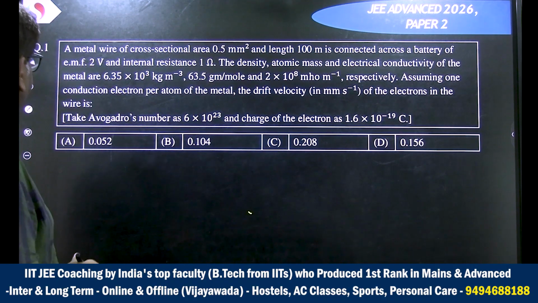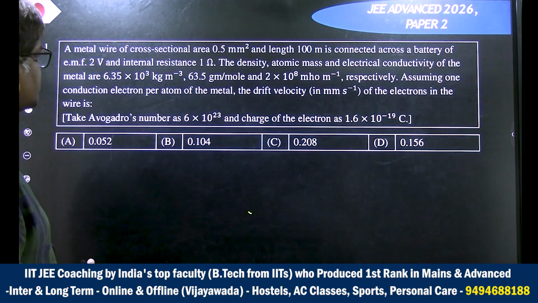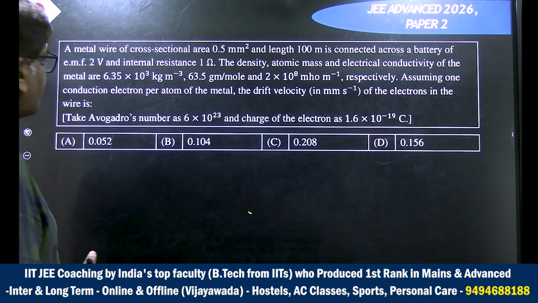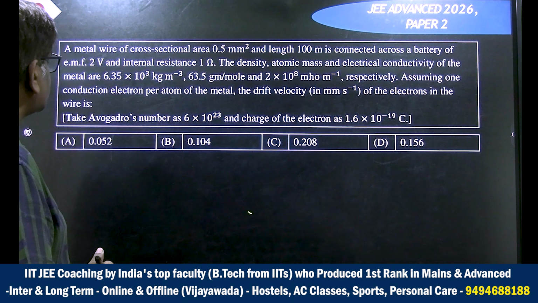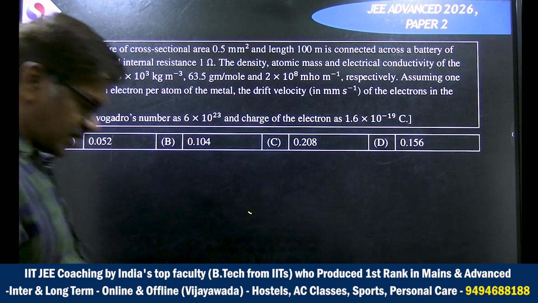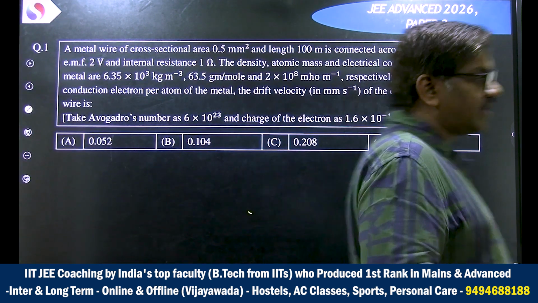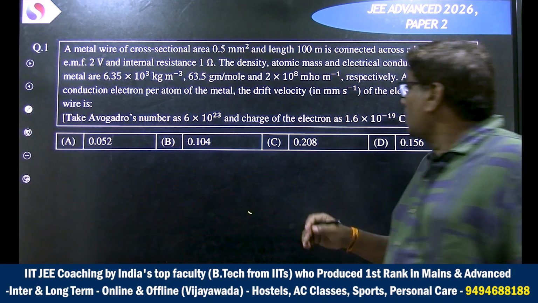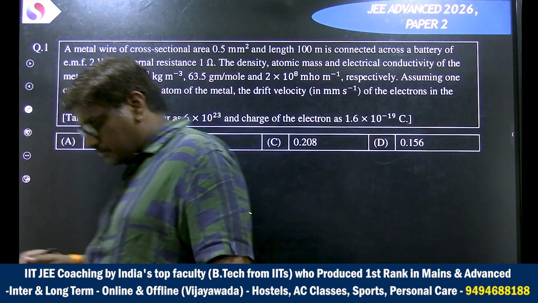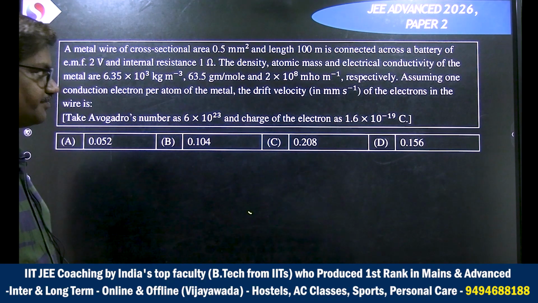It says a metal wire of cross section 0.5 millimeter square and length 100 meter is connected across a battery of EMF 2 volts and internal resistance 1 ohm. The density, atomic mass and the electrical conductivity is given, and we have to find out the drift velocity.